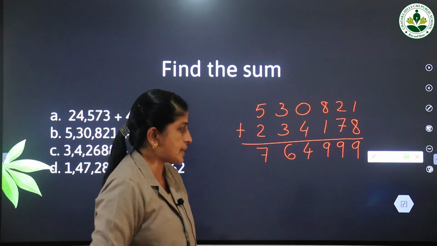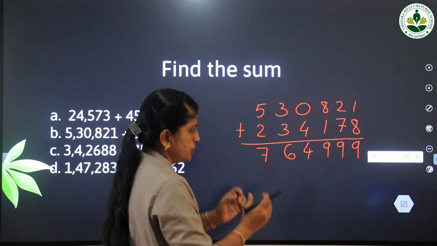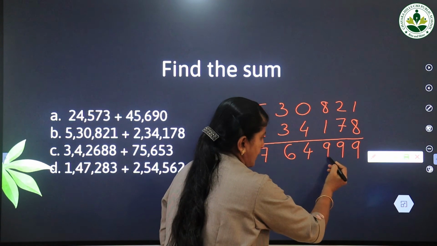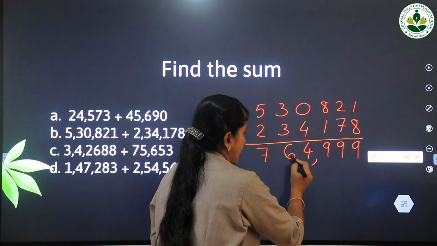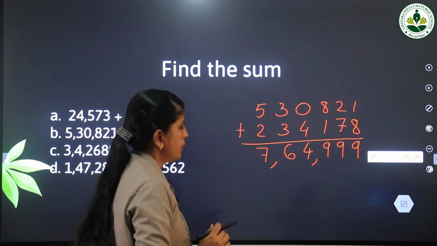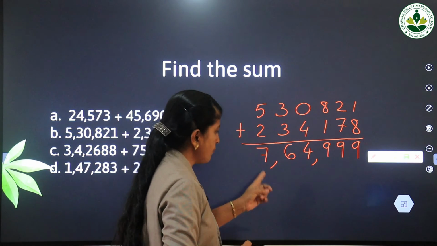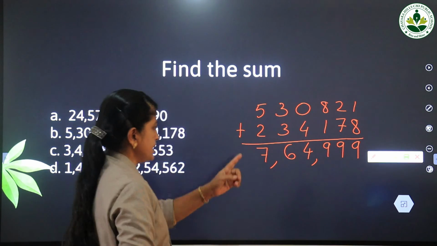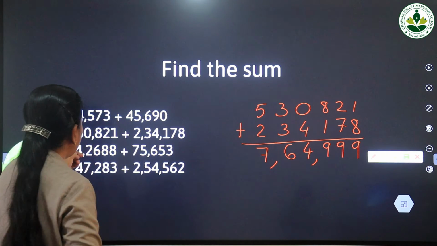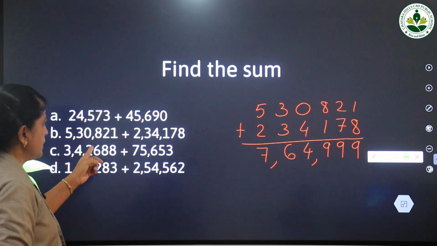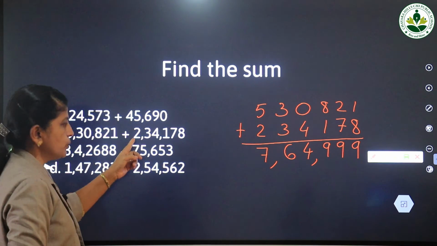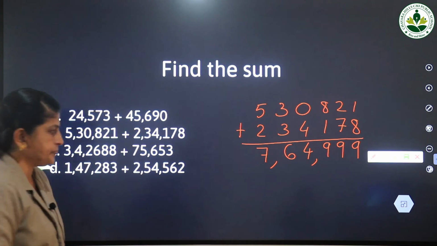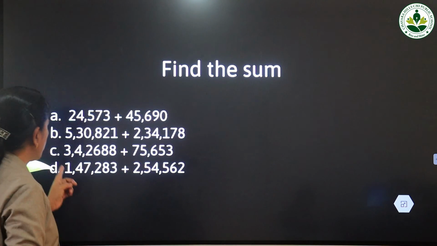Therefore, we got the sum. How do we read that number? To read the number, first put the commas. Ones, tens and hundreds, put a comma. 1,000, 10,000, put a comma. Then we can read this number as 7,64,999. That number is the sum of 5,30,821 and 2,34,178.